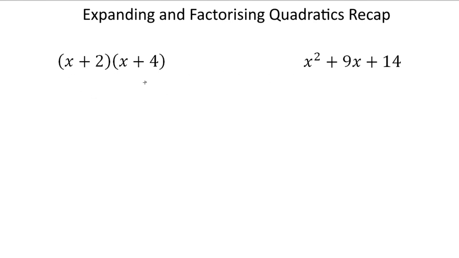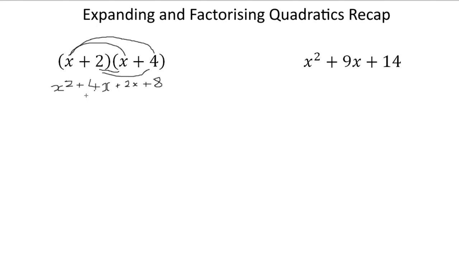So, for the first bit, remember we said when we expanded quadratics, you just quite simply multiply them all individually. So we're gonna have x times x, which is x squared, and then x times 4, which is 4x. Sorry. Alright, and then we have 2 times x, which is plus 2x. And then 2 times 4, which is 8. Oh god, that's an awful 8.